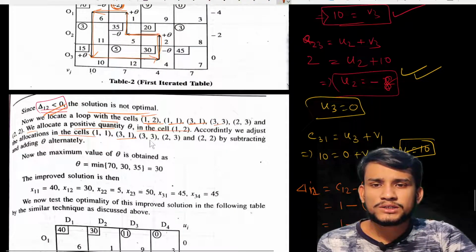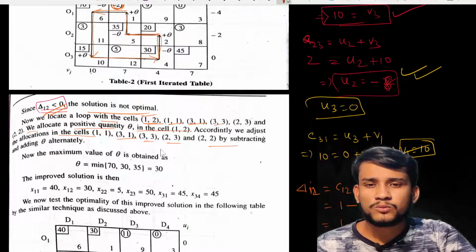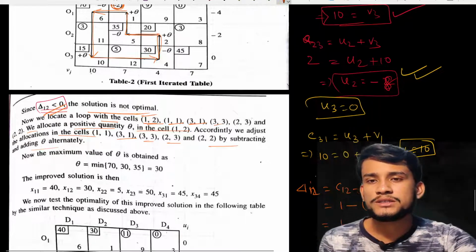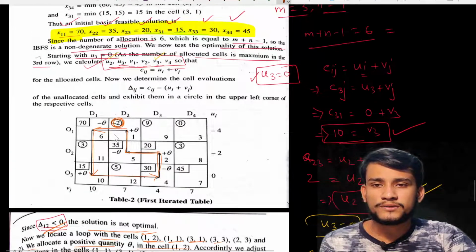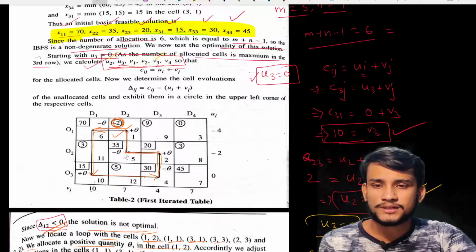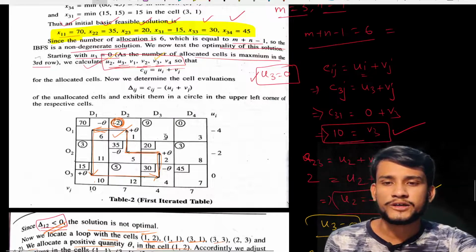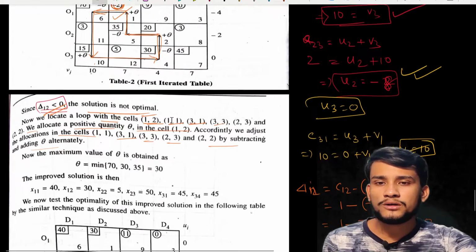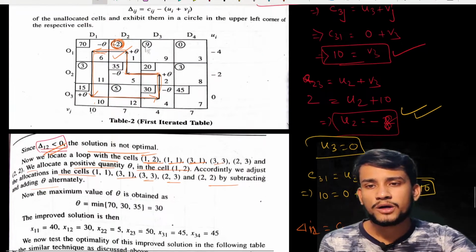So 1 1 3 1 3 3 2 3 and 2 2, by subtracting and adding theta alternately. In the first cell we take plus theta, then minus theta, then plus theta, then minus theta, then plus theta, then minus theta, and this is the alternation. We take alternate plus and minus signs of theta. Now this is the loop which has been formed.